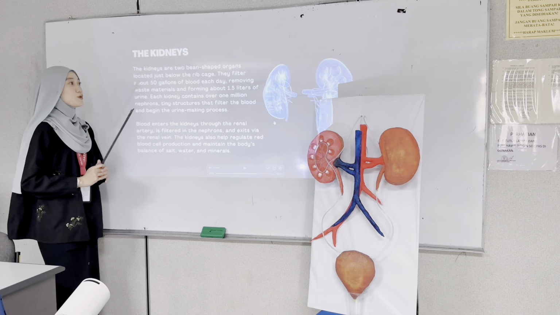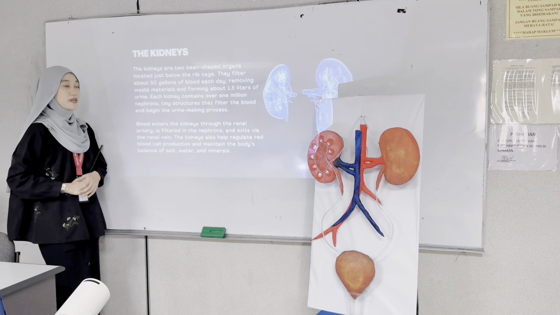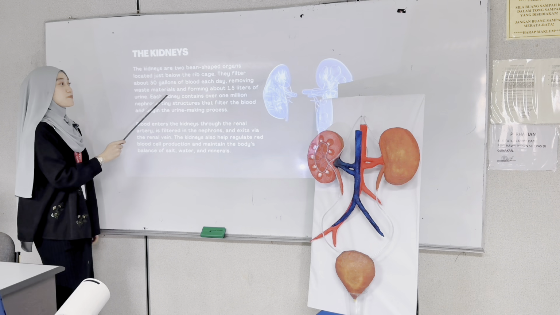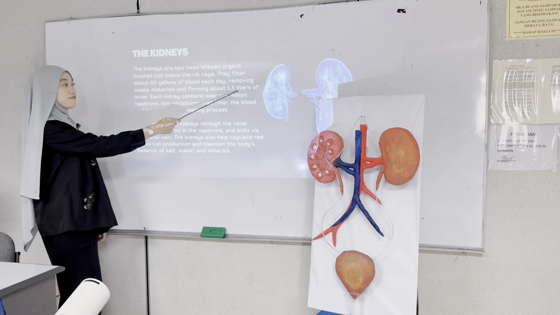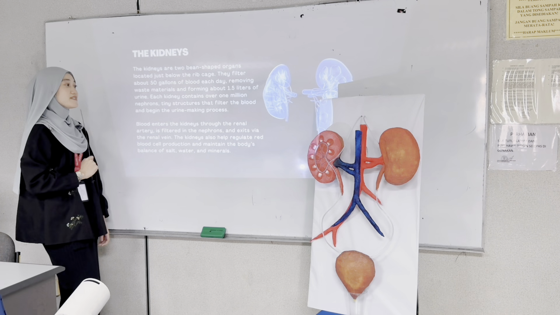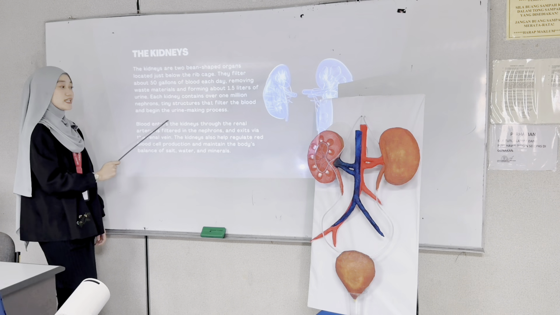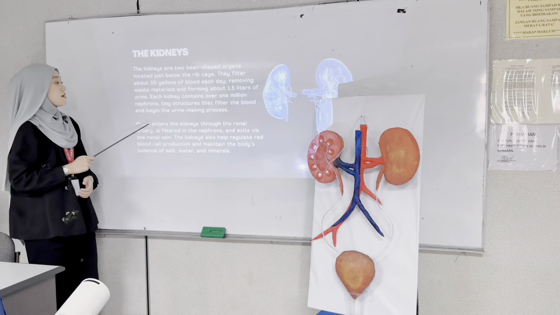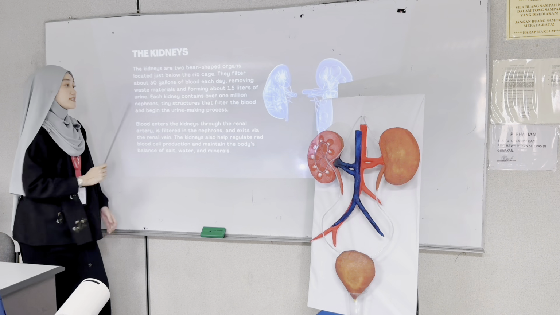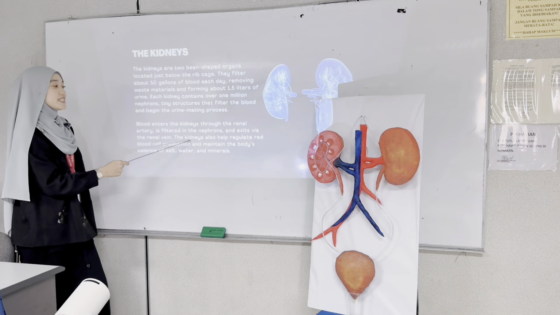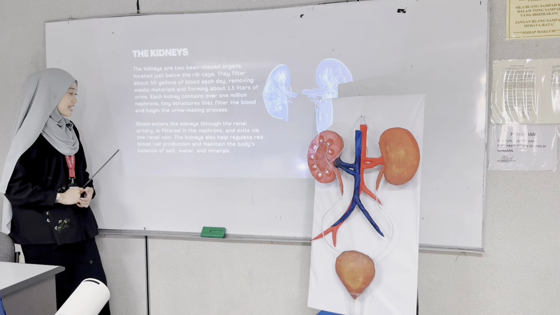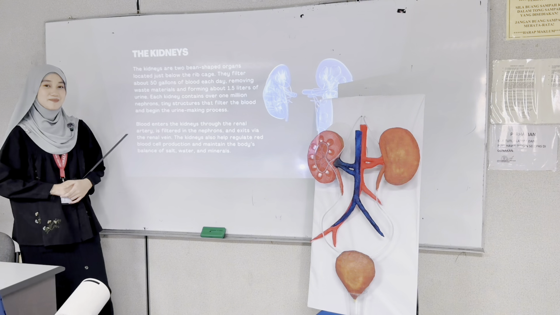So, the kidneys are two bean-shaped organs located just below the rib cage. They filter about 50 gallons of blood each day, removing waste materials and forming about 1.5 liters of urine. Each kidney contains over 1 million nephrons, tiny structures that filter the blood and begin the urine-making process. Blood enters the kidney through the renal artery, is filtered in the nephrons, and exits via the renal vein. The kidneys also help regulate red blood cell production and maintain the body's balance of salt, water, and minerals.